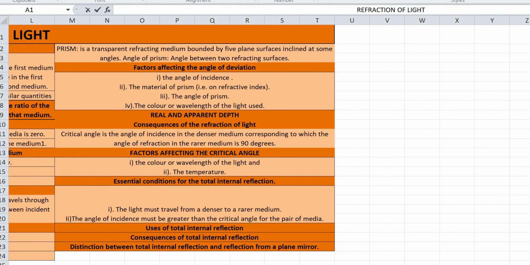See, factors affecting the angle of deviation. So we have 4 factors. The angle of incidence, the material used in the prism, because from material to material its refractive index varies, the angle of the prism, and the color or the wavelength of the light used. So these are the 4 factors which affect the angle of deviation.